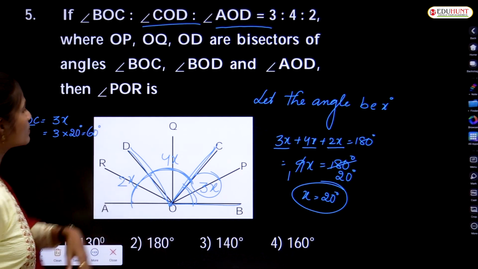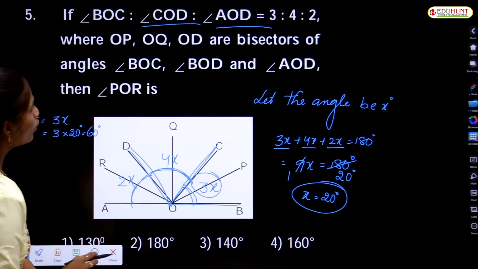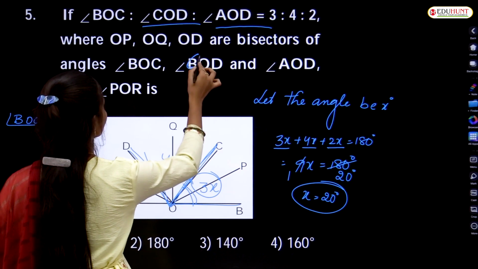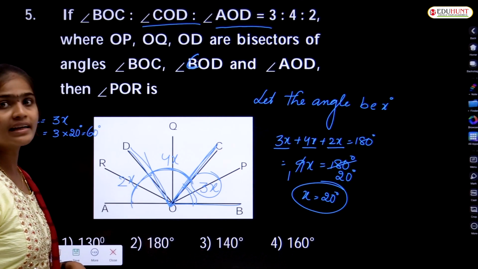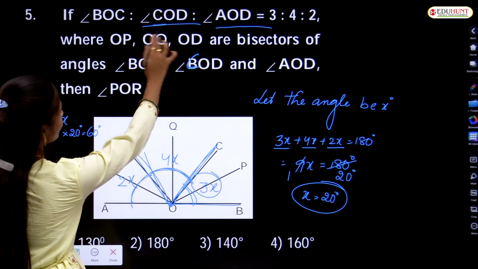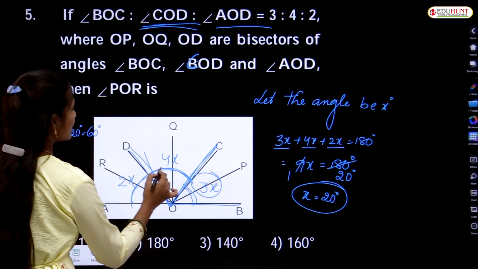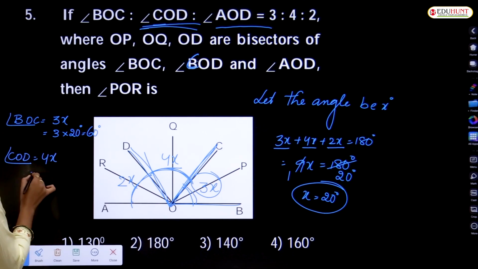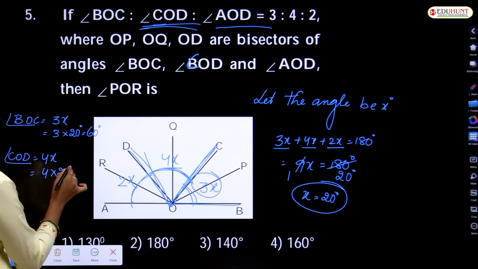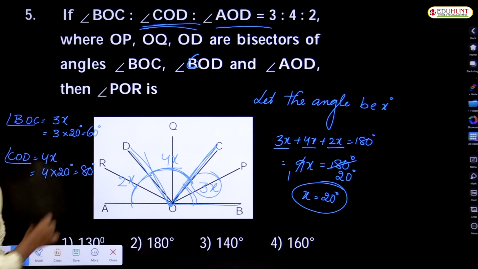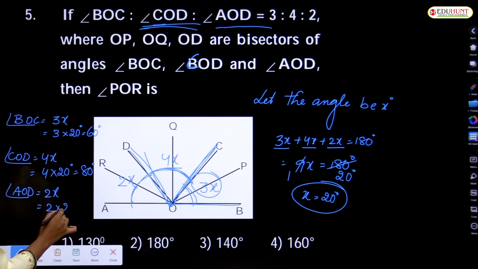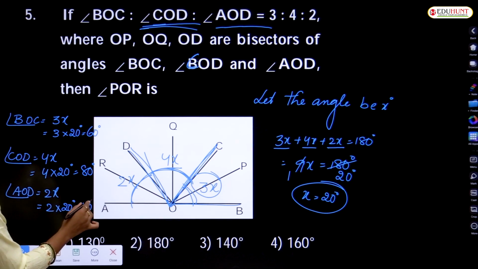Clear? What is the next one? Angle COD. Okay, already given here. So angle COD is equal to 4x, which is equal to 4 into 20 degrees, which is equal to 80 degrees. Okay, and the leftover one, angle AOD is equal to 2x, which is equal to 2 into 20 degrees, which is equal to 40 degrees.